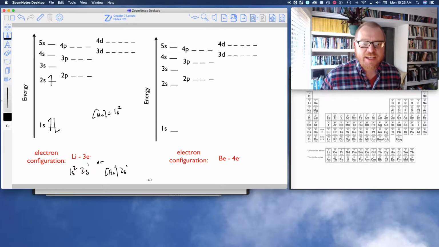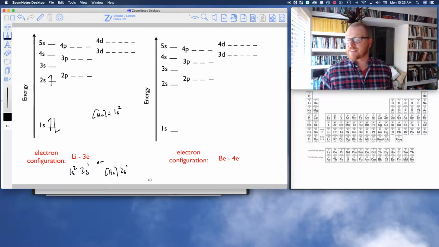As you can see, for helium, it doesn't really do much for us because it's just as easy to write 1s2 as it is to write helium. But as we get into the heavier elements, like iron or rubidium or something like that, this noble gas configuration becomes a lot more useful, as you will see.